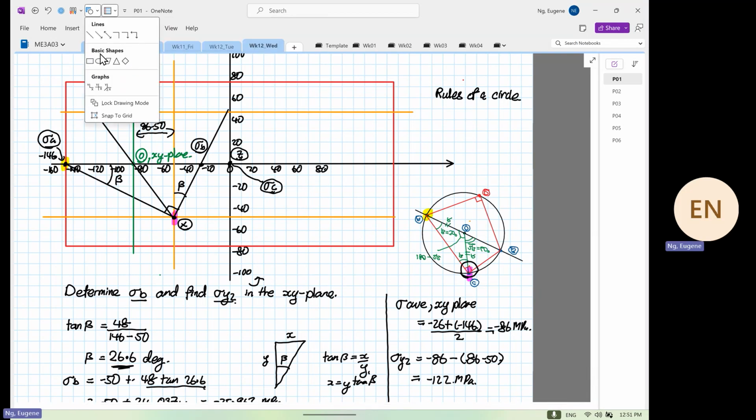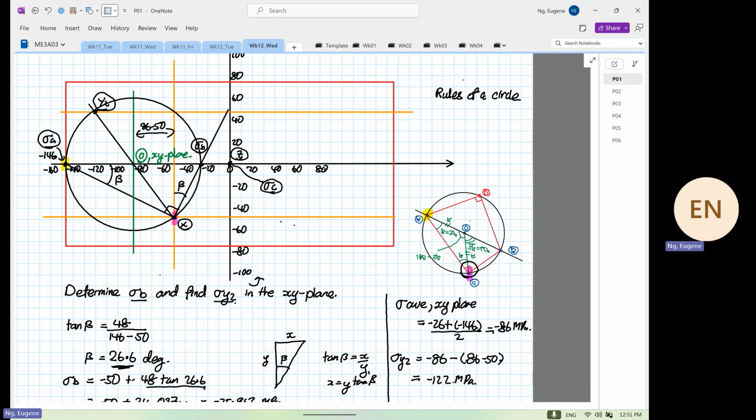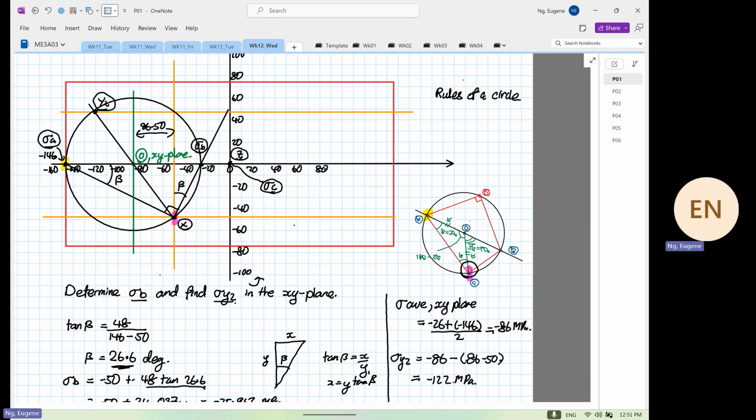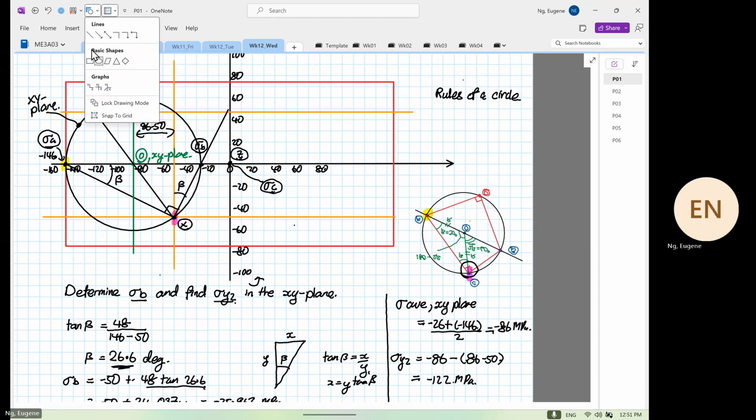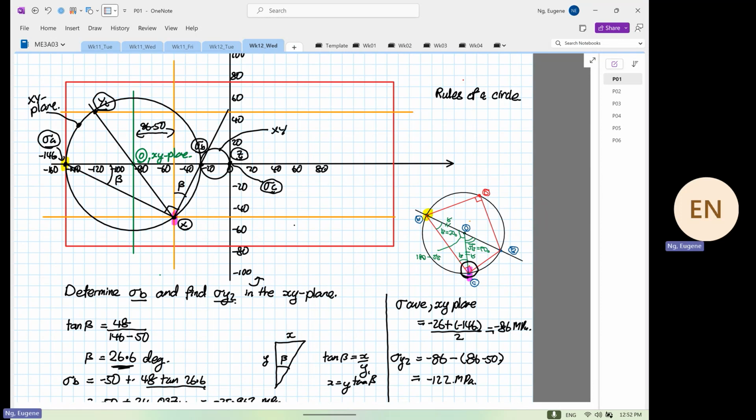So now I'm going to construct the XY plane Mohr circle. Okay, so this is one of the circles. And then we draw another circle. This first circle that we have drawn belongs to our XY plane. And then the next circle that we're going to sketch belongs to our XZ plane.